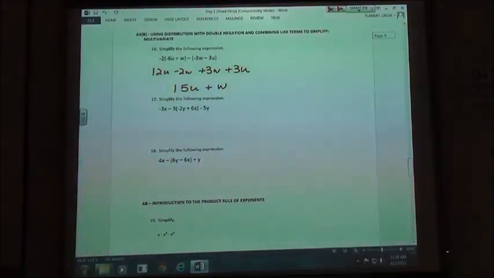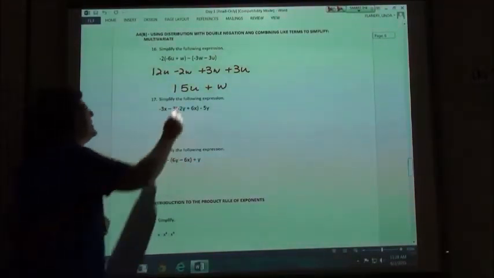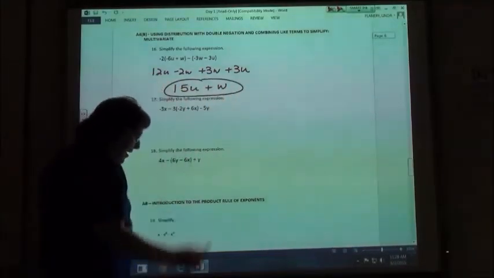If you put it on the Alex program, at first it reminds you and says it's correct, however, you don't need the 1. Later it starts counting it wrong if you put the 1 in front. So try not to put the 1 there. 15u plus w is my answer.